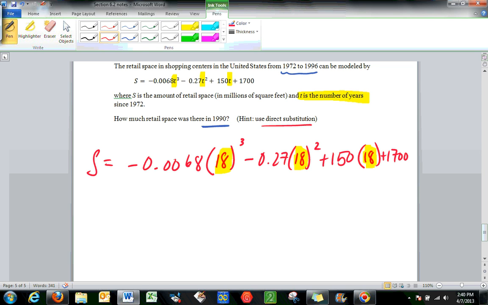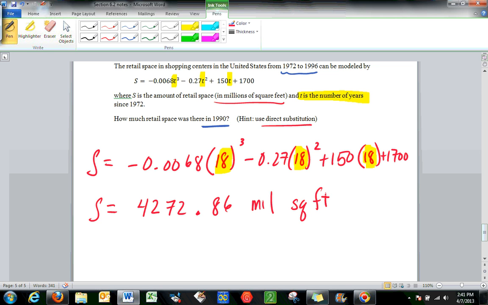Now, at this point, I recommend you just go ahead and punch this into your calculator, and what you're going to get is this. You're going to get 4272.86. Now, let's talk about what that number represents. You can see it says that S is the amount of retail space in millions of square feet. So that's in millions of square feet.